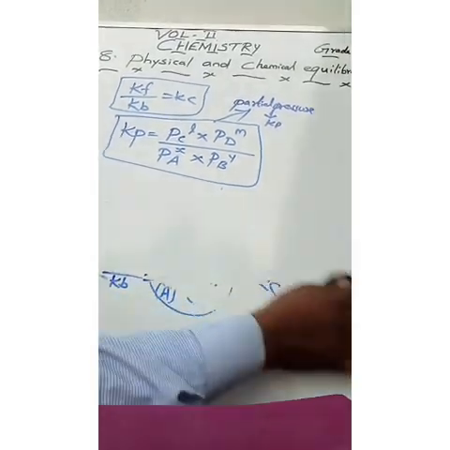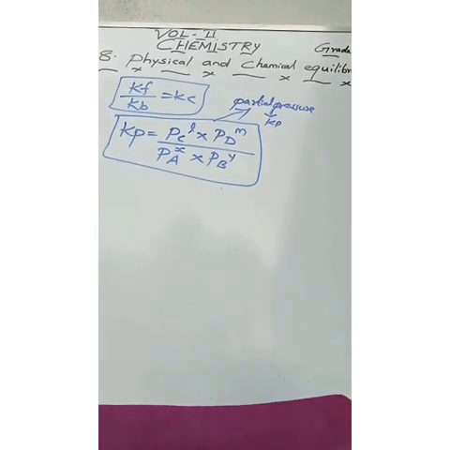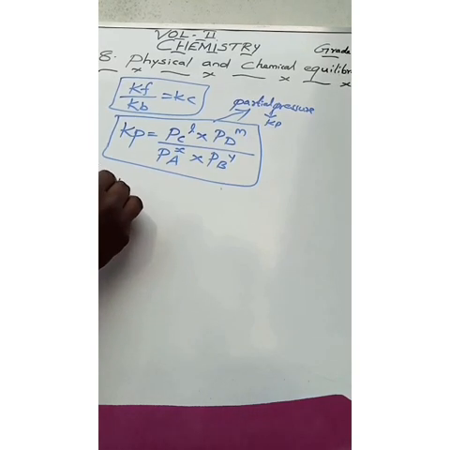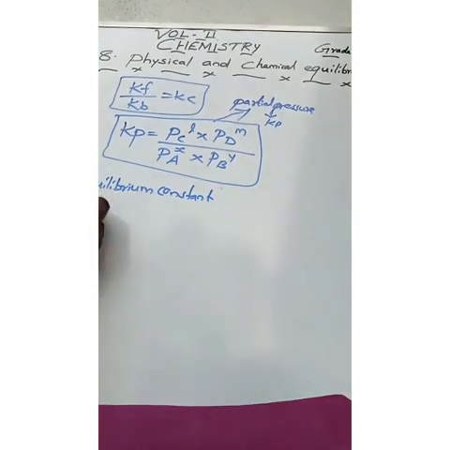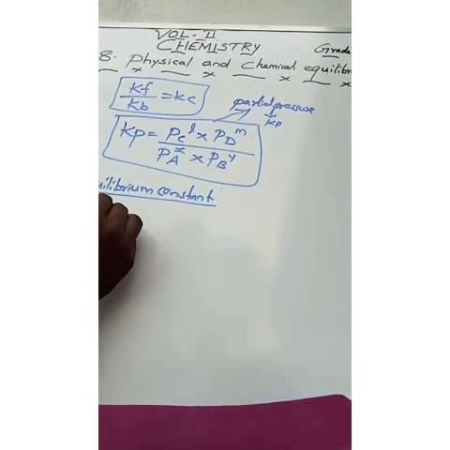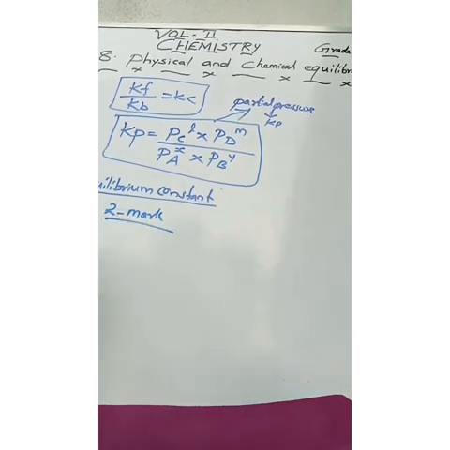Am I right? Next, a small question about the equilibrium constant. Please take page number 6, all of you. There is one small definition for the equilibrium constant. It's a very important question. What is the equilibrium constant? At a given temperature, the ratio of the product of active masses of the reaction products raised to their respective stoichiometric coefficients in a balanced chemical equation to that of the reactants is a constant known as the equilibrium constant. It's one of the 2-mark questions. Try to learn that definition.